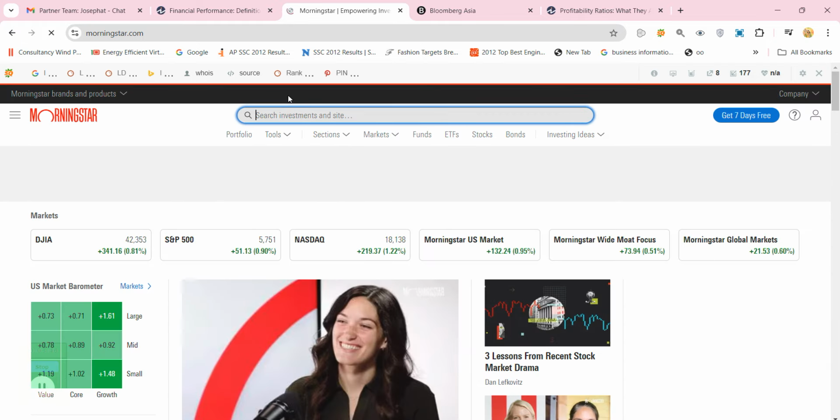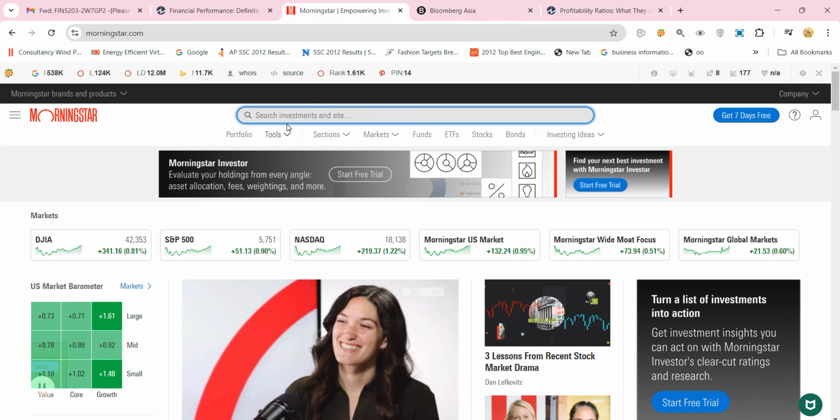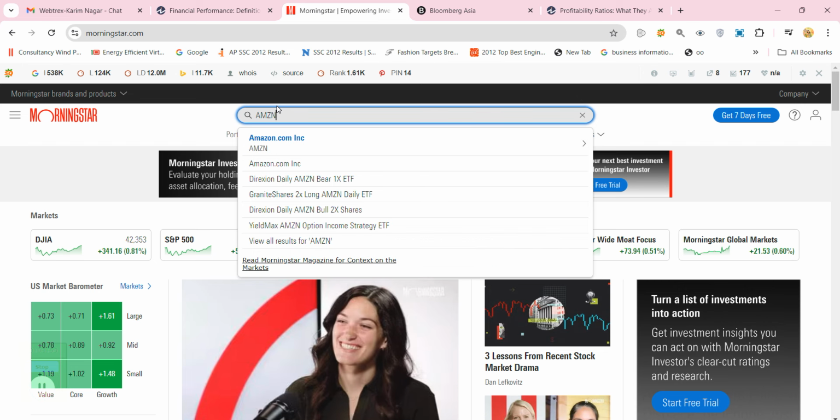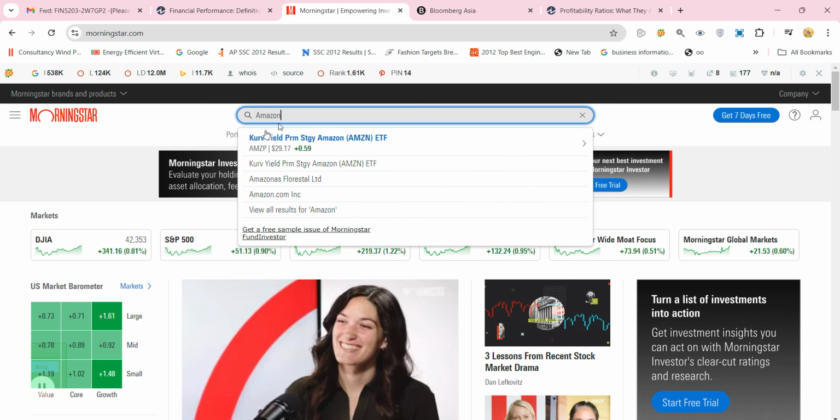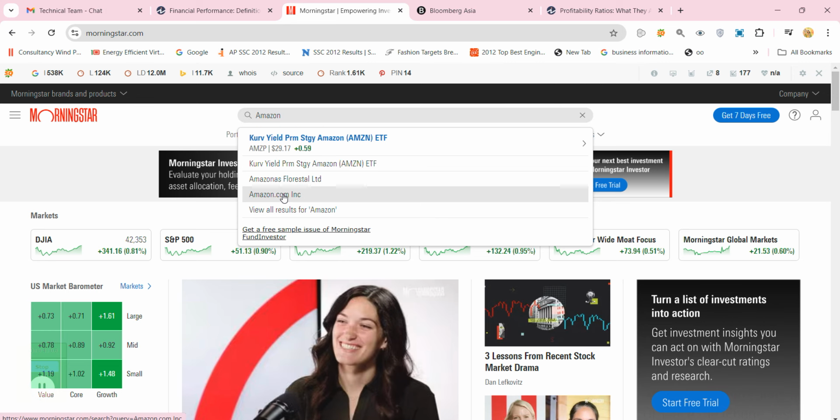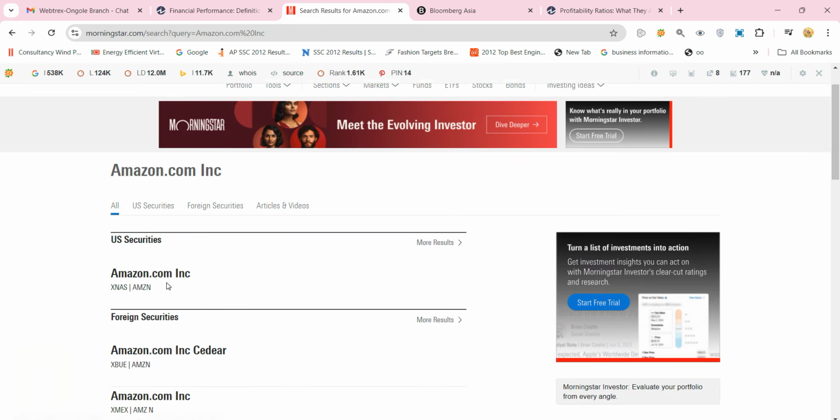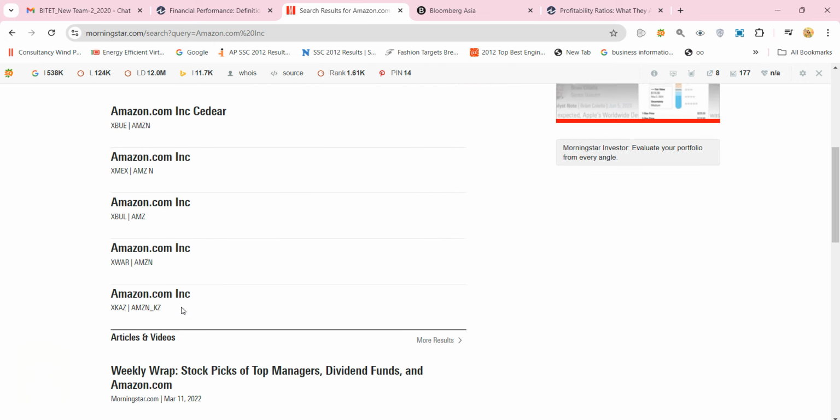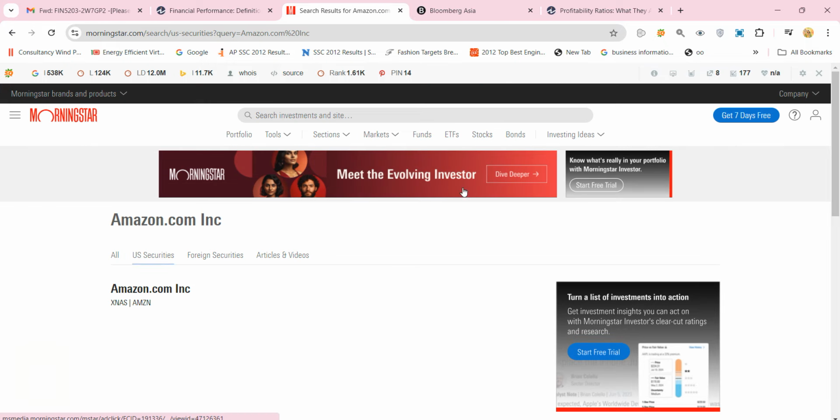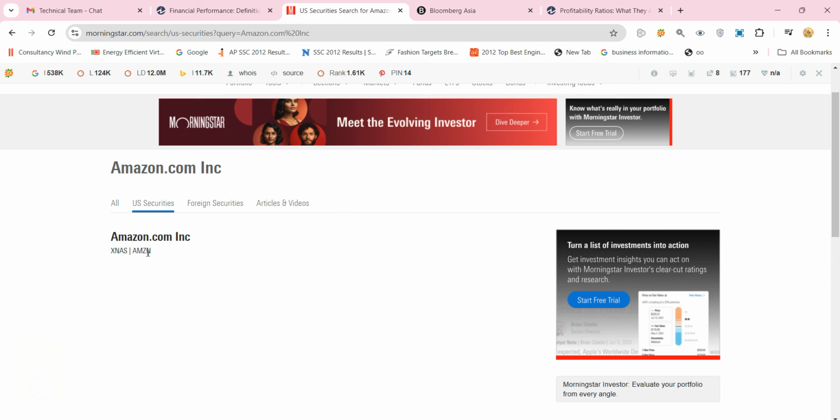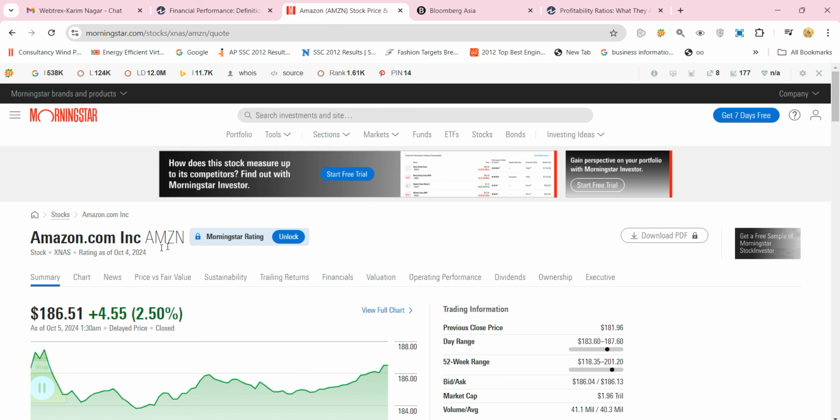In morningstar.com, for example, I want to select Amazon. The Amazon ticker is AMZN. Otherwise, you can give the full name also, Amazon. Then you will get Amazon INC here. Just click on it, and you can see different tickers. In this, you are supposed to select US securities. Under US securities, you have Amazon, just click on it. That's fine. By clicking it, you can see the Amazon related details.